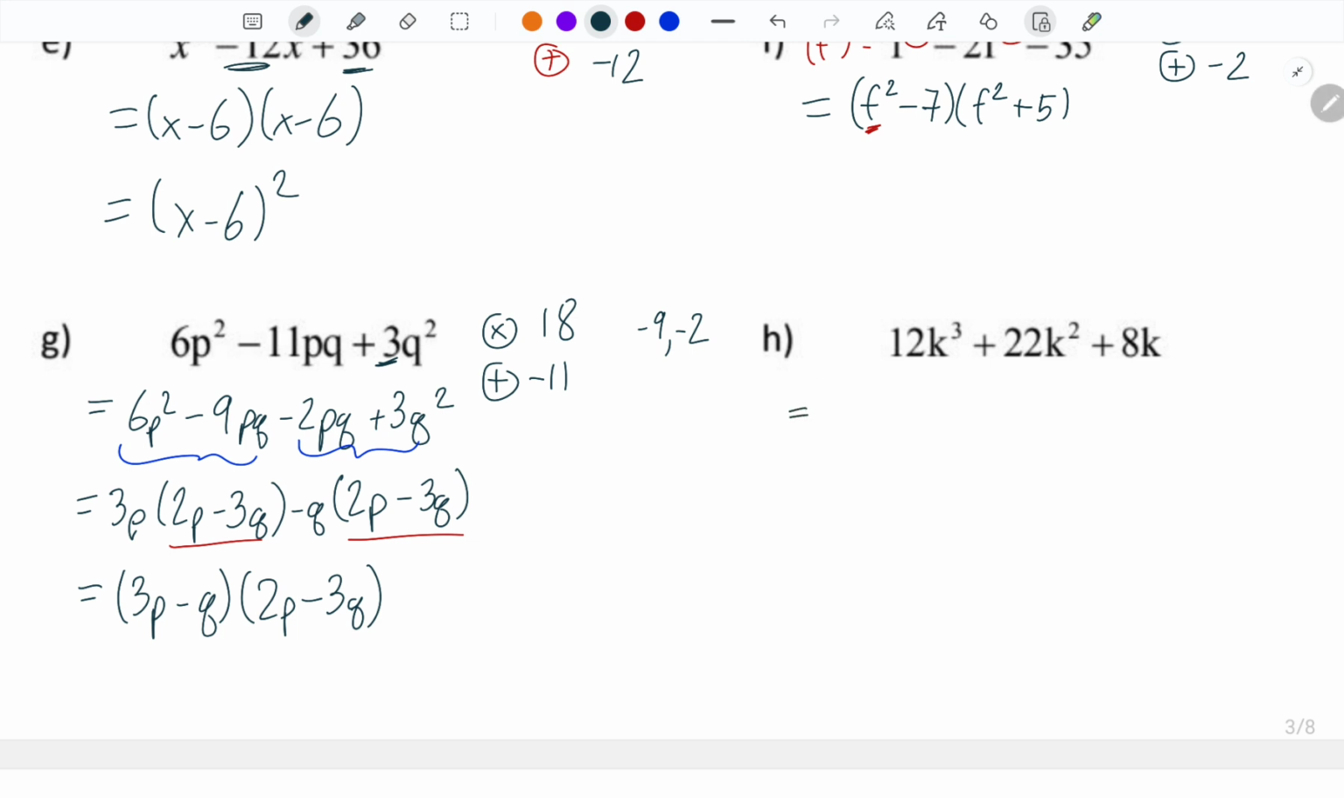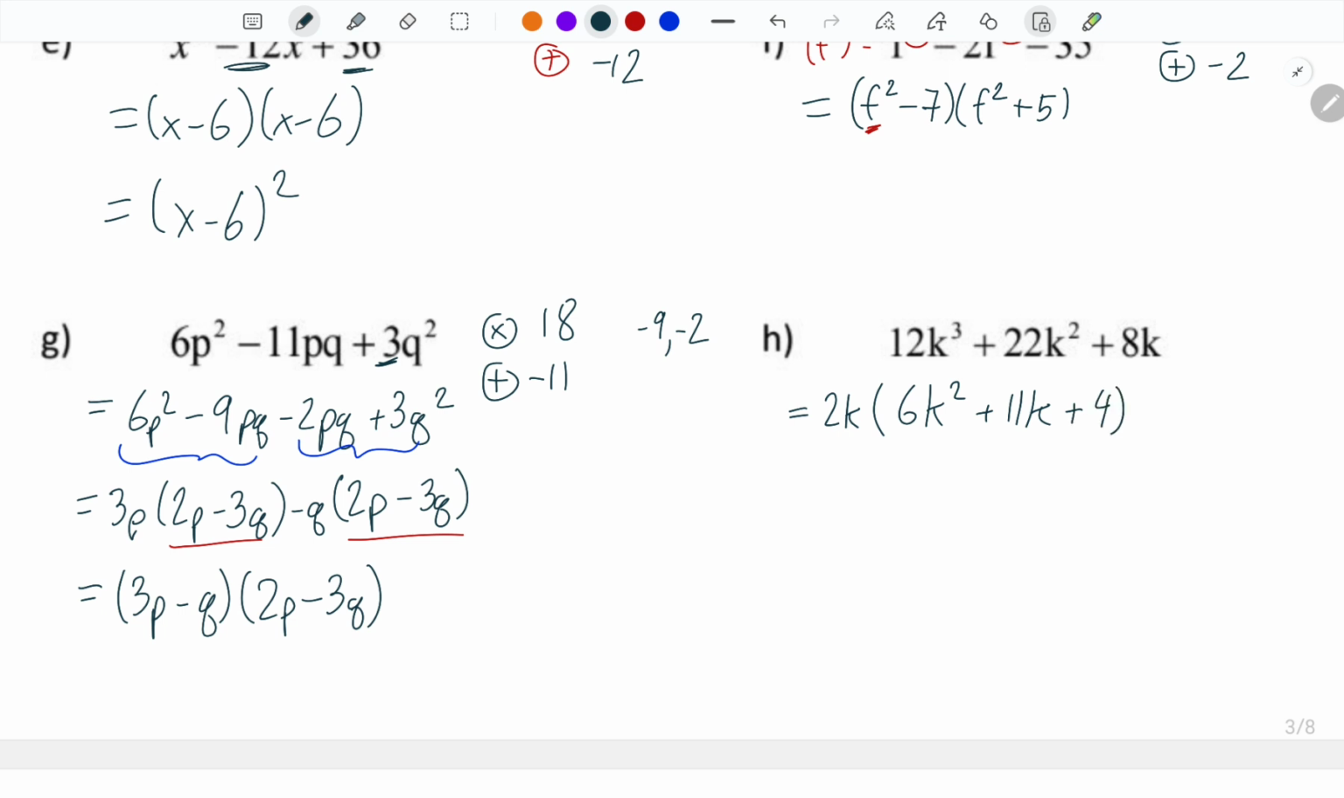All right, continuing onwards, we have 12k cubed plus 22k squared plus 8k. So whenever you're going through factoring, double check if you can do any sort of common factoring at the start. That can sometimes simplify things, especially in this case when it looks like you have this k cubed part. What would you do with that? Well, they all have k's in them. Not only that, they're all multiples of 2. So let's factor out a 2k. And you will be left with 6k squared plus 11k plus 4.